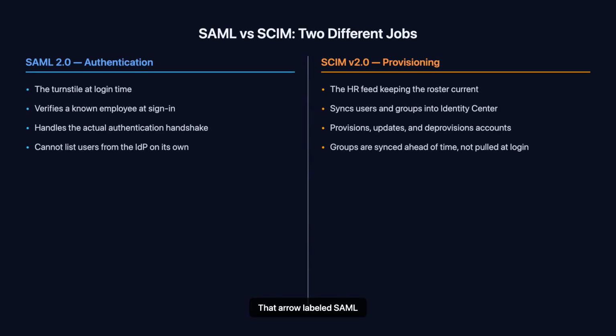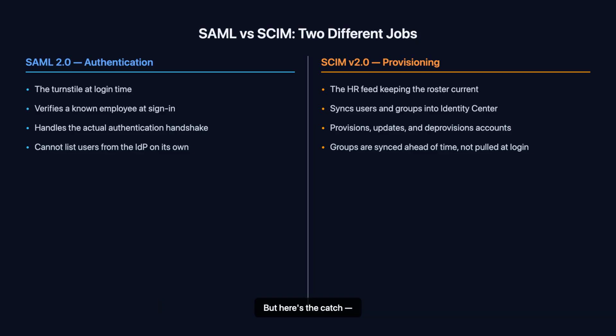That arrow labeled SAML and SCIM is doing two separate jobs, and people mix them up constantly. Think of SAML as the turnstile at login time. When a known employee shows up to sign in, SAML verifies that they're a real employee, handling the actual authentication handshake and letting them through.